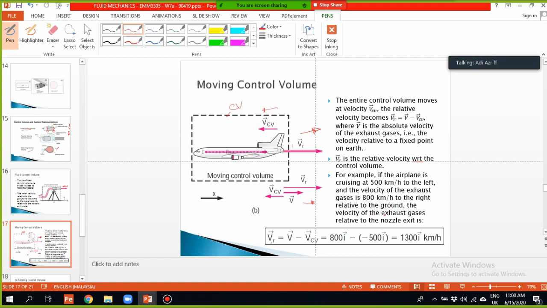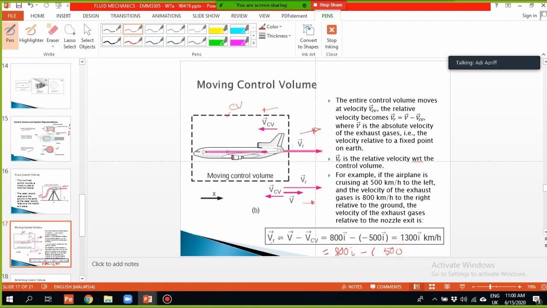Okay, the velocity of the exhaust gas relative to the nozzle exit is VR equal to V minus VC. So we know that our velocity of the exhaust is 800, for example. Minus, we use the minus VC. In this case, our VC is 500 km per hour.